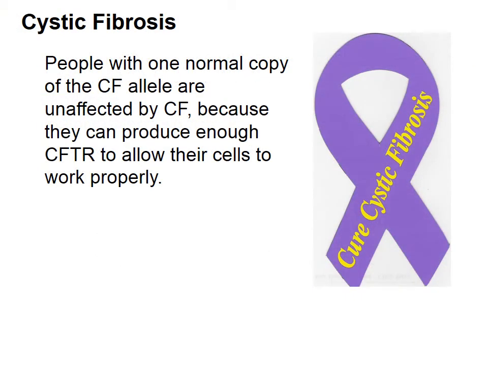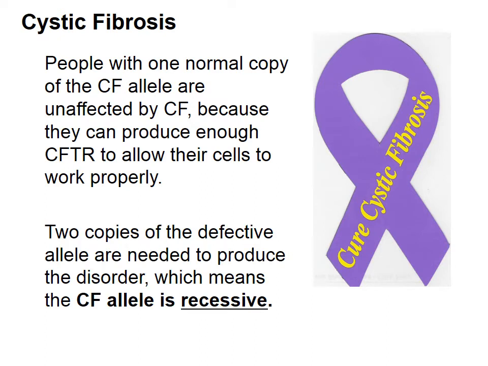So cystic fibrosis, a person can be homozygous or heterozygous for it. And if they have the normal copy of that CF allele, they're unaffected. Okay? And if they have 2 of the abnormal ones, then they would have the disease. So that tells you right there that, what? CF is a recessive disease. Okay?